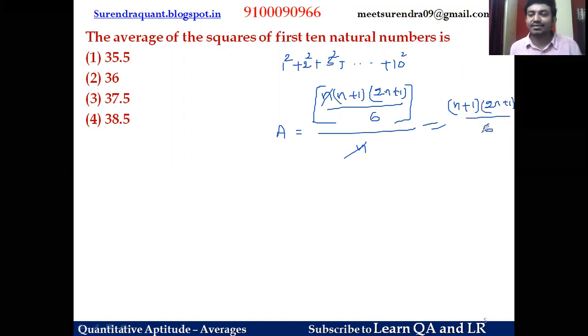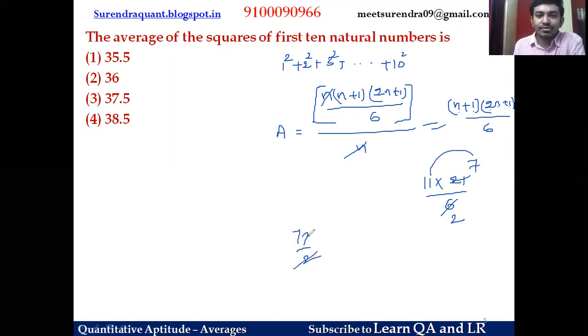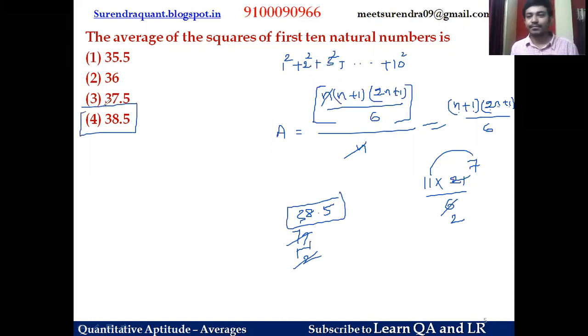What is n here? The number of numbers, which are 1 to 10, so 10 numbers, right? So 10 plus 1 is 11, and 2 into 10, 20 plus 1, is 21, by 6. So 3 2s are 6, 3 7s are 21, 11 7s are 77 by 2. So this is 38.5, and that is option 4.